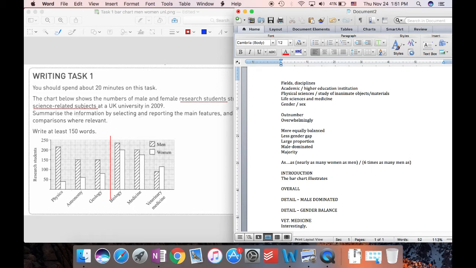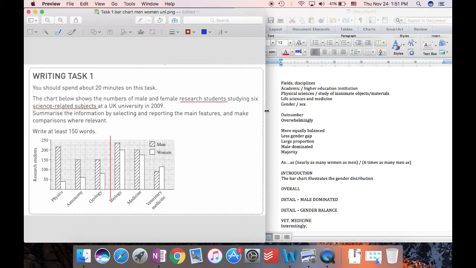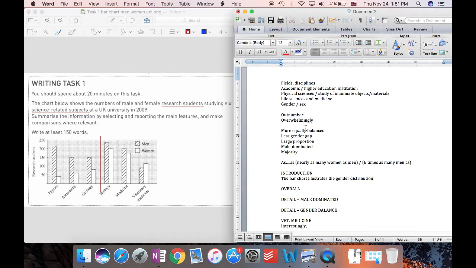Let's talk instead of the gender distribution. The gender distribution of students. What are they studying? So instead of studying, let's say doing or pursuing, we often talk about pursuing studies, pursuing research. So pursuing scientific research instead of research students studying science-related subjects.